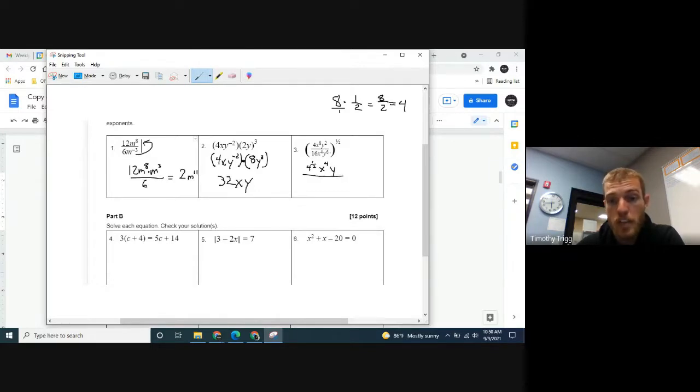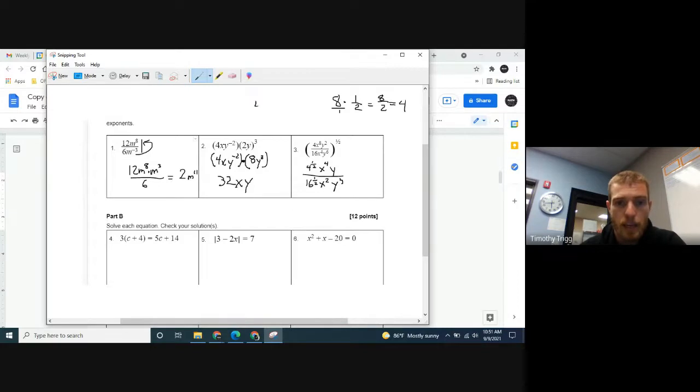This 1/2 also goes to everything in the denominator. So here we're going to have 16 to the power of 1/2. And then x to the power of, well, what's half of 4? Well, that's 2. And then y to the power of, what's half of 6? That's 3.